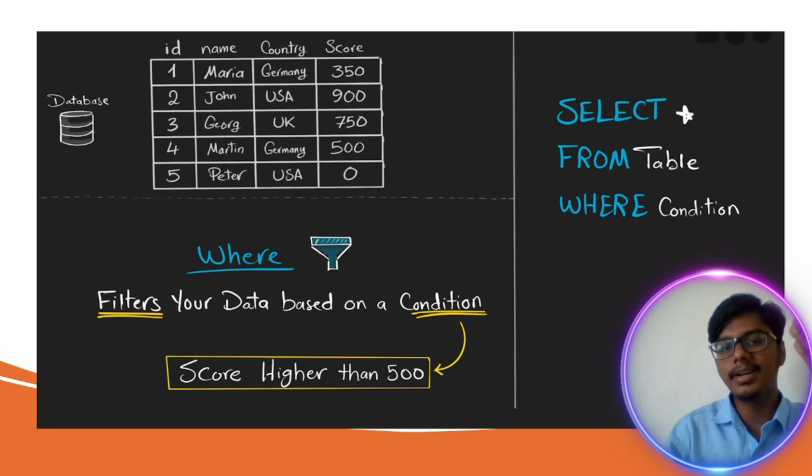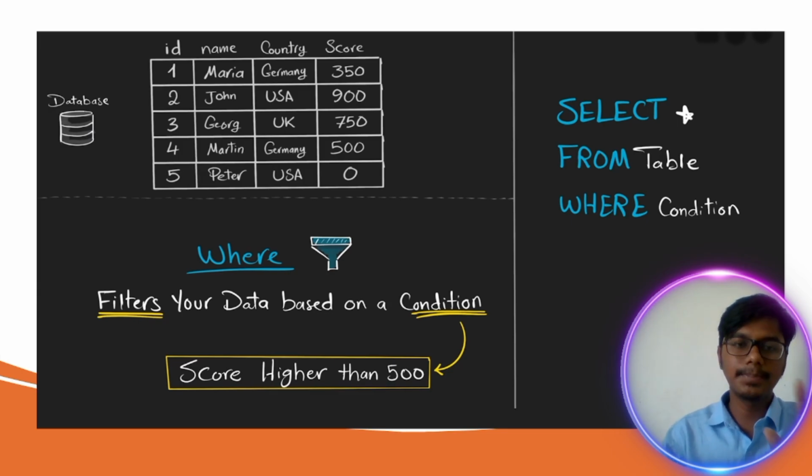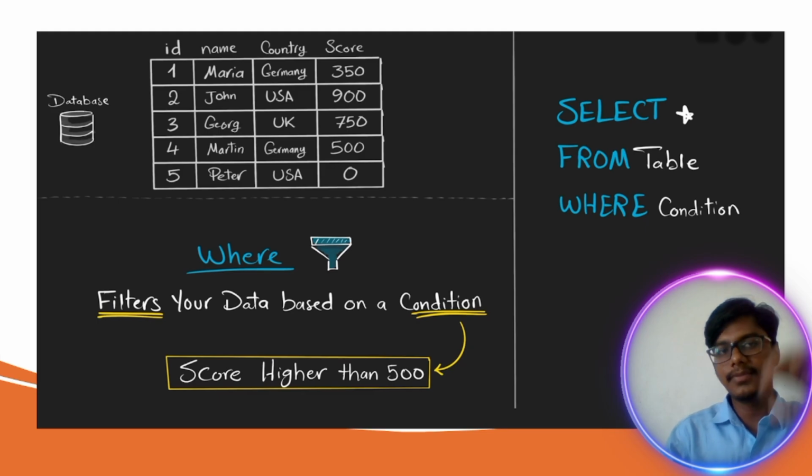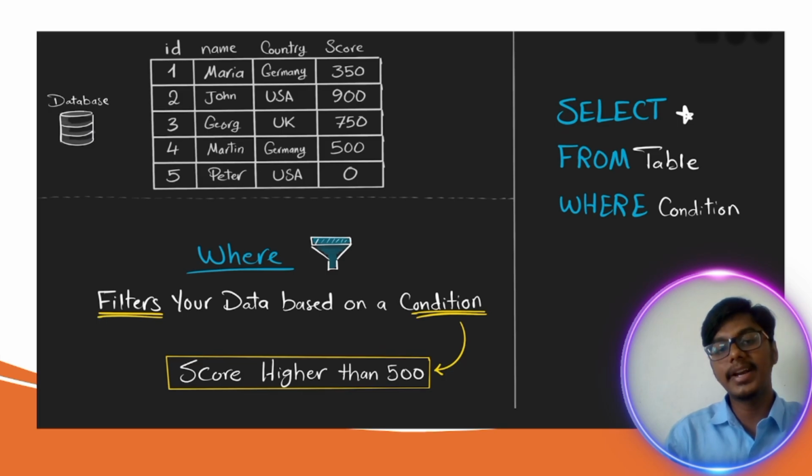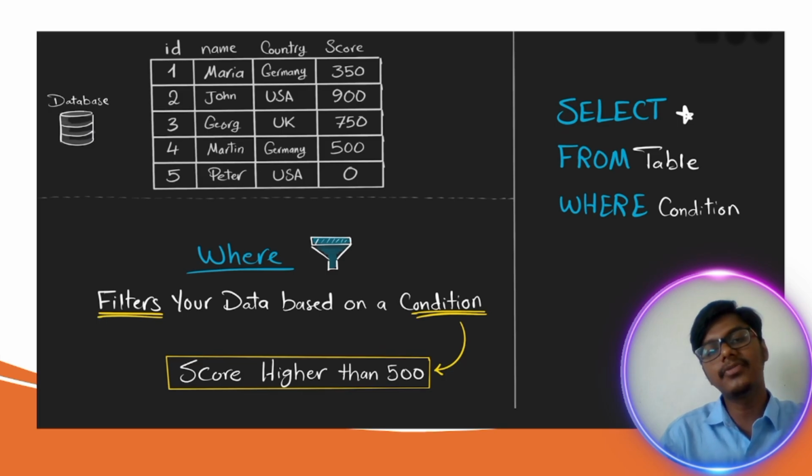Imagine it's like a story. Imagine these are my interview scores. I'm talking to the students database, and in this database I need only the persons whose score is greater than 500. I just want to filter out the data.